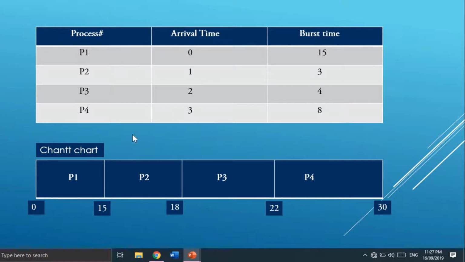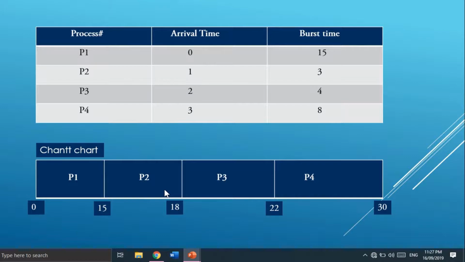For the above given processes, first P1 will be provided the CPU resources. Hence, the waiting time for P1 will be 0. P1 requires 15 for completion, hence the finishing time for P2 will be 18. 15 plus 3 is equal to 18.